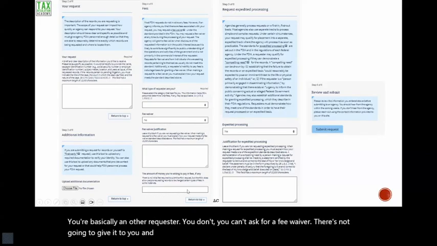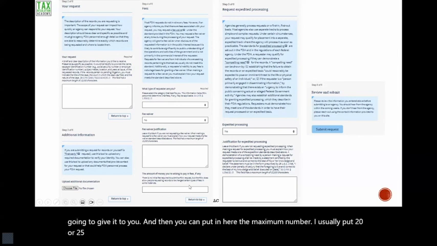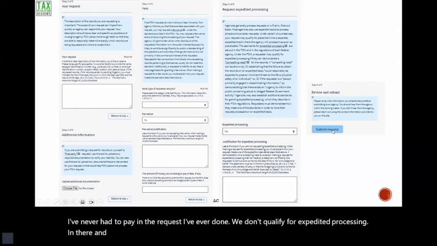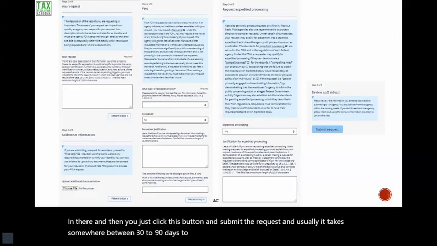And then you can put in here the maximum number. I usually put $20 or $25. I've never had to pay in the requests I've ever done. We don't qualify for expedited processing in there. And then you just click this button and submit the request. And usually it takes somewhere between 30 to 90 days to get that.